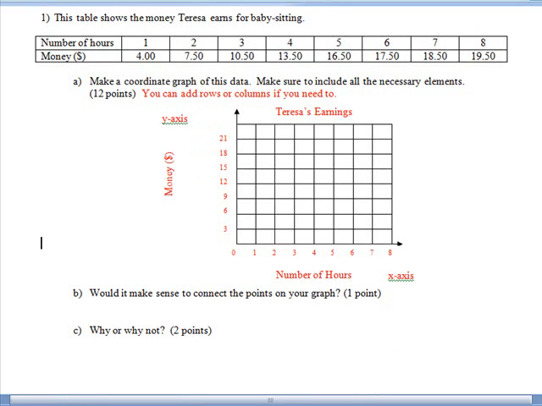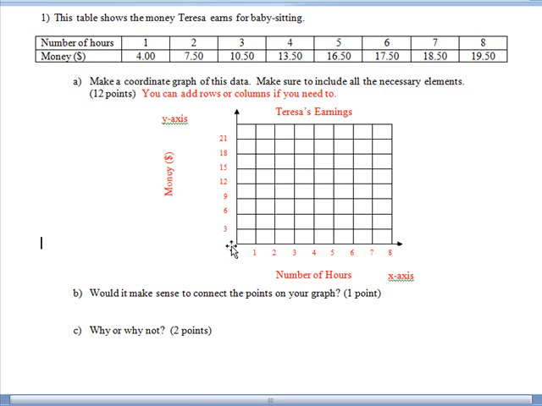Okay, so the next thing we want to do is we want to plot the points. It probably would have been a good idea to add another column here that had 0 hours, and she'd make $0. So assuming we had that column, the first point we would plot would be right 0, because we always go in the x direction first. So right 0, up 0.